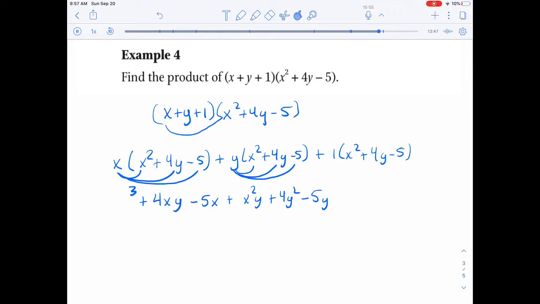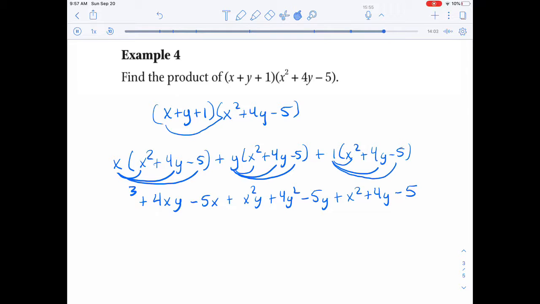Let's distribute the 1 to the x squared. So we have a positive x squared. Let's distribute the 1 to the 4y. So we have plus 4y. Let's distribute the 1 to the negative 5. So we have a negative 5.